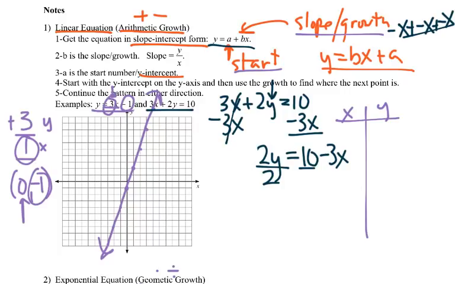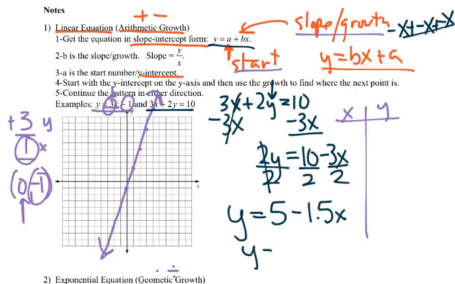Then I separate the 2 by division, so everything gets divided. That becomes 1. 1 times y is just y. 10 divided by 2 is 5. 3 divided by 2 is 1.5. But I can write it like that, but I would just prefer to leave it as a fraction, 3 over 2x, because our slope is typically a fraction. Now that y value connects the y values here, and that x value is the x values.